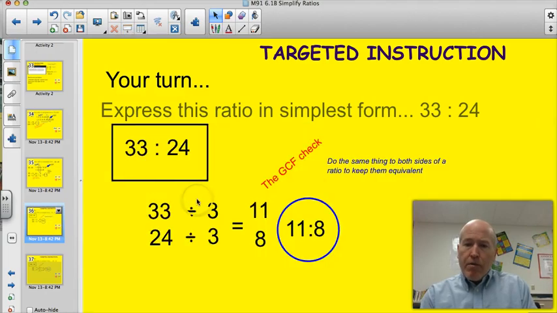Okay, 33 to 24. So I'm going to divide both sides by 3, and I ended up with 11 to 8. Now I'm looking at those, I'm doing my GCF check here. I've done the same thing to both sides, 11 to 8. Yeah, they don't share any other common factors, so 11 to 8. That's my ratio in simplest form. Hope you got the same answer.